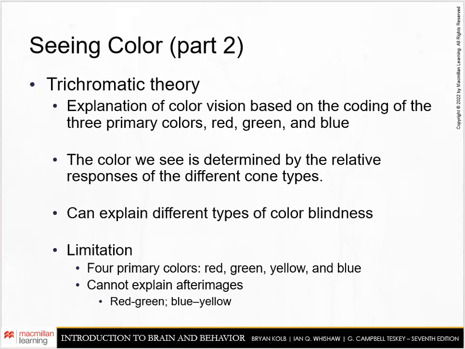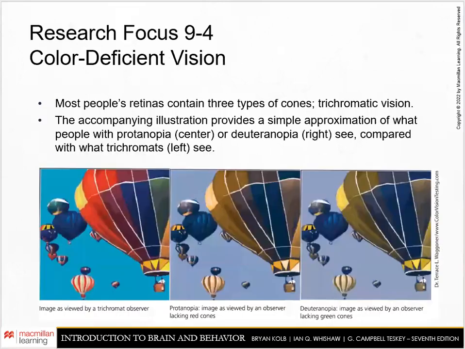Now, there is a limitation here in that there are really these four primary colors that include yellow, which obviously we don't seem to have evidence that we have yellow cones per se, and it also cannot reflect or explain some of the after images that can exist as some of the cones tire with red and green and blue and yellow and whatnot.